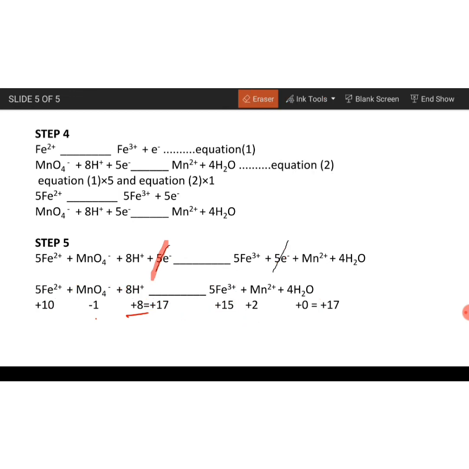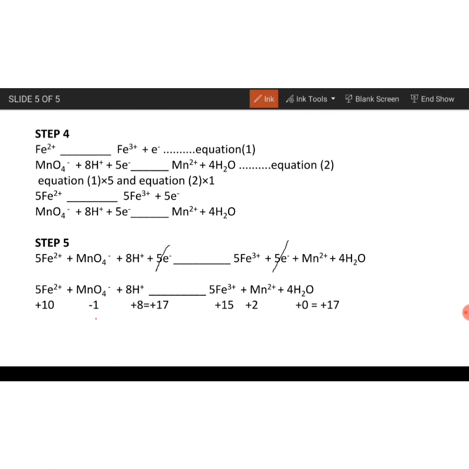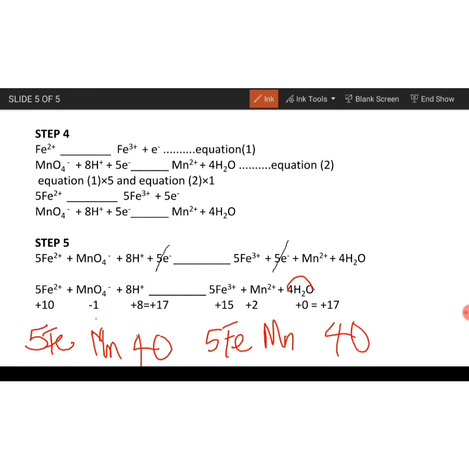So we can also verify if our atoms are balanced. Let's see that our atoms are balanced. You see here we have 5 iron on the left hand side, and we also have 5 iron on the right hand side. And then we have 1 manganese here. We also have 1 manganese on the right hand side. And then we have oxygen to be 4 of them. On the left hand side we have 4 oxygen, and also 4 oxygen on the right hand side.